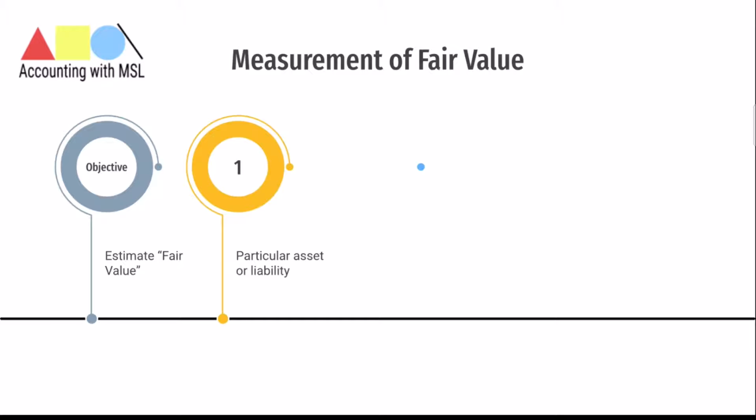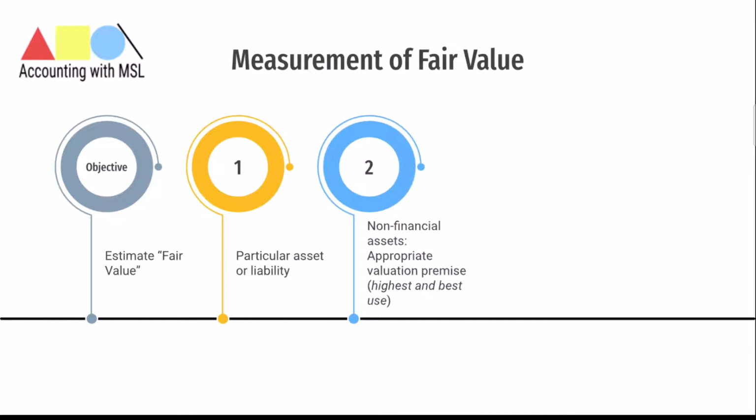The next thing an entity will need to determine is that for a non-financial asset, the entity will need to determine the valuation premise that is appropriate for the measurement, and this has to be consistent with something known as the highest and best use of the asset or liability. How does IFRS 13 define highest and best use?